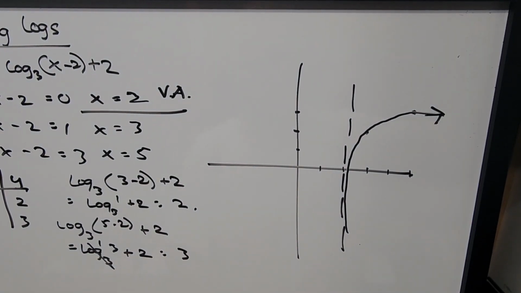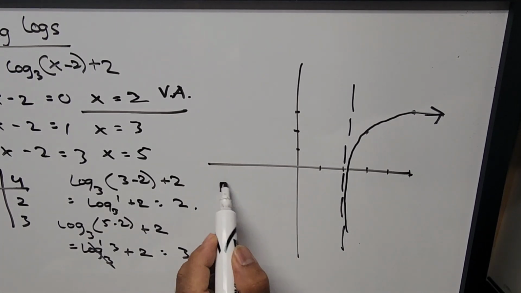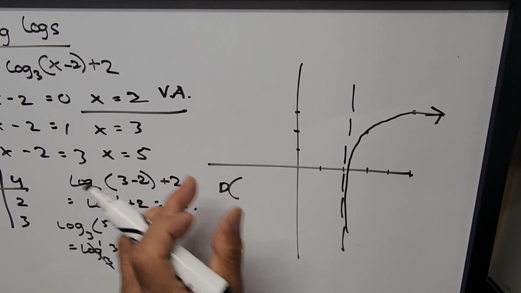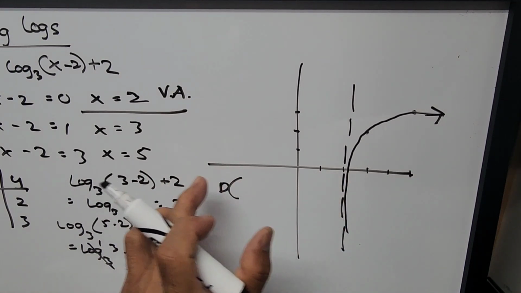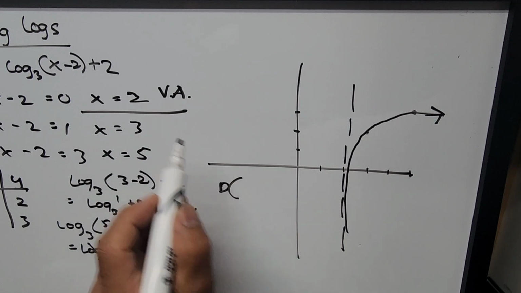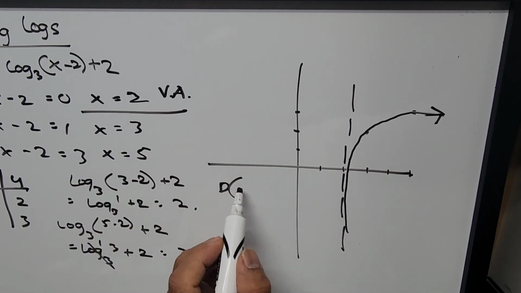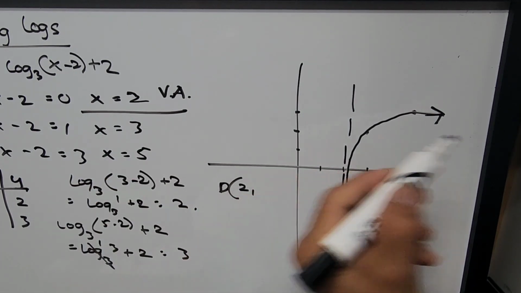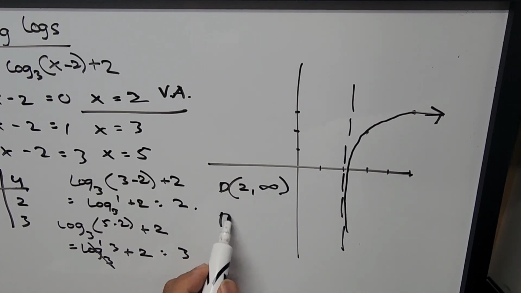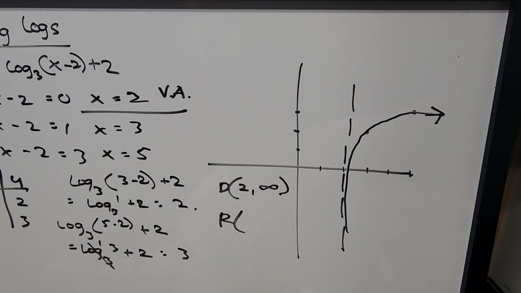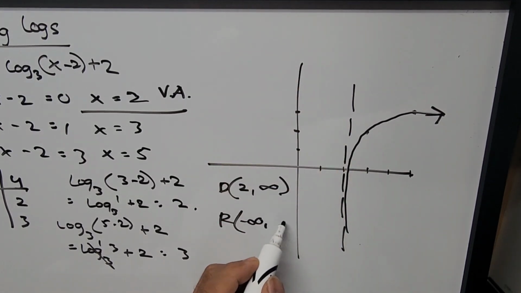And what are the range and domain of this graph? The domain is the values of x, limited by the vertical asymptote. The vertical asymptote is 2, so the domain starts from 2 but does not include 2, and goes to positive infinity. How about the range? The range is from negative infinity to positive infinity.